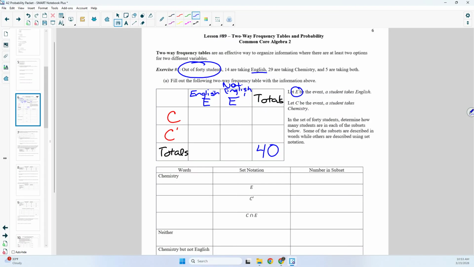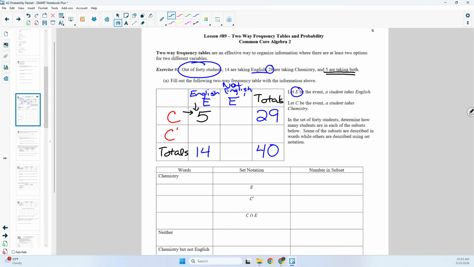So the other information we have, it says 14 people are taking English. So we put that in the total number of people taking English. 29 are taking chemistry, so the total taking chemistry is 29. And 5 are taking both. So whenever we have two qualities, such as 5 are taking both, we put that in the intersection of the row and the column. So this is where the 5 goes, where that's English and chemistry, going along with those words we used last night.